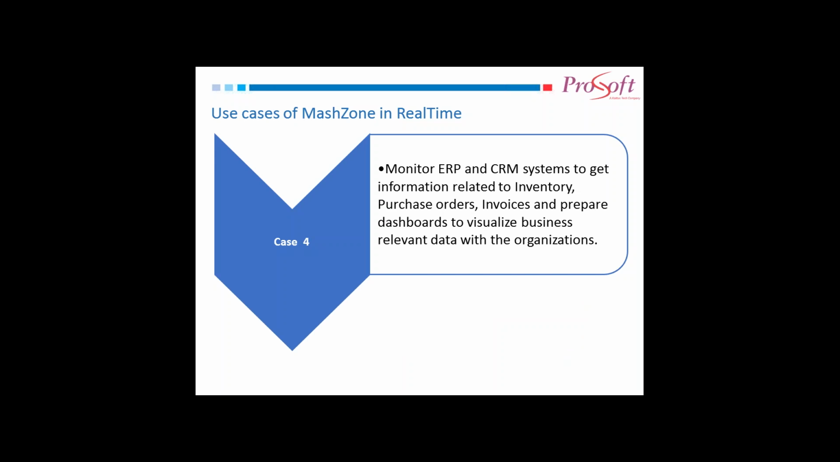In addition, Mashzone can be integrated with CRM and ERP systems to analyze information such as purchase orders, invoices, inventory, and other data processed on those systems to visualize the data within the organization. But the limitation is, you need to expose your ERP and CRM system services over HTTP in CSV, Excel, or XML format to Mashzone.